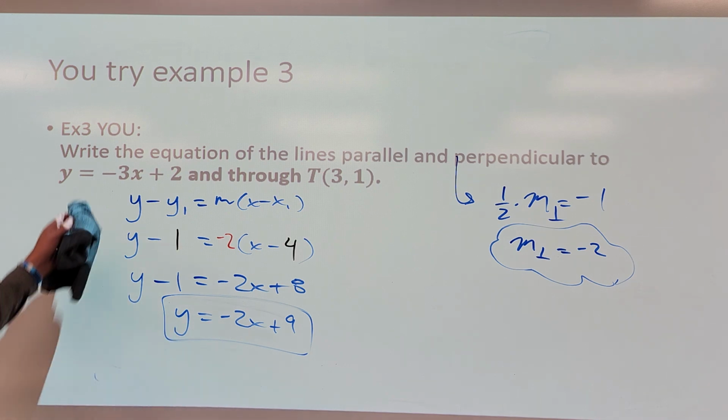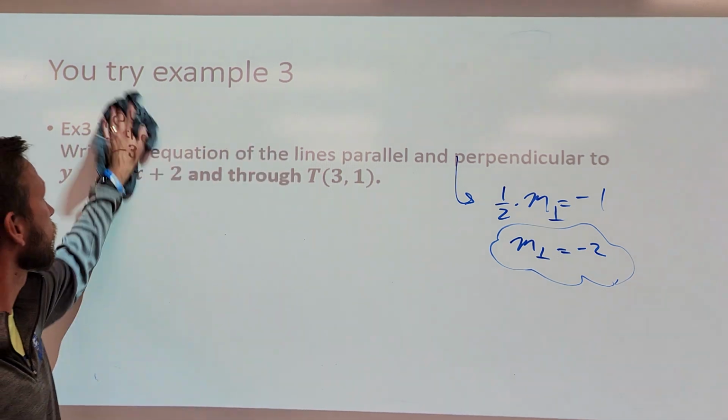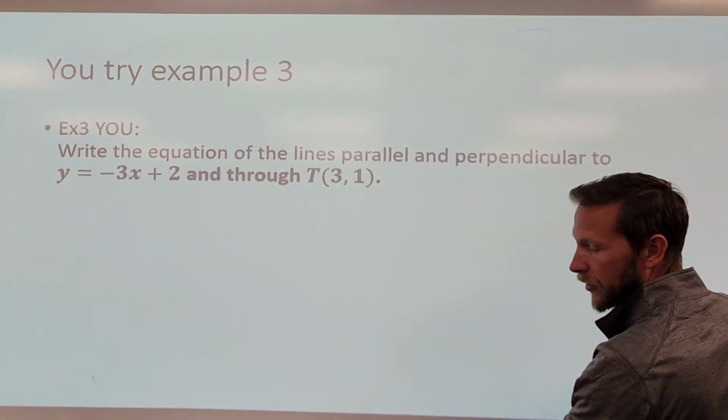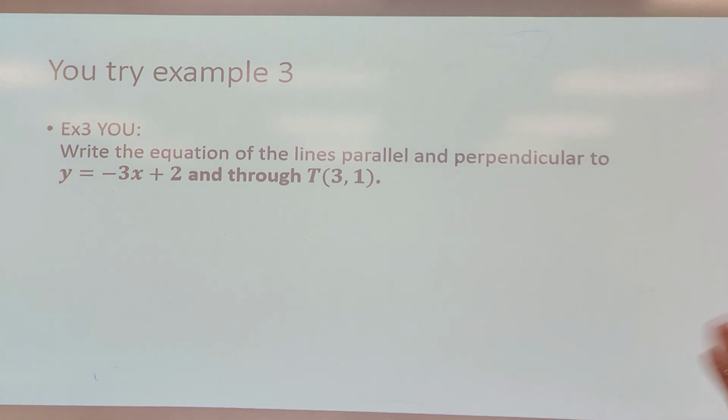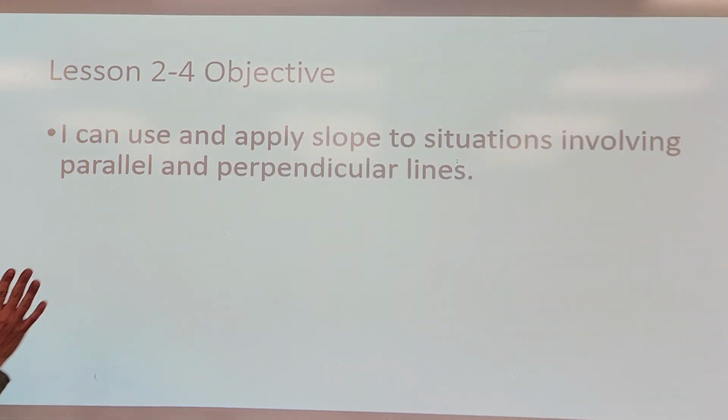All right, you're going to try this one. You're going to write 2 equations for the line that's parallel to this one and the line that's perpendicular to that one. You get to try this one. I know that's not fun for you, but pause the video and you try to do this. We'll go over that in class. The goal is that you can use the slope and apply that to parallel and perpendicular lines to write equations and to understand the relationships.